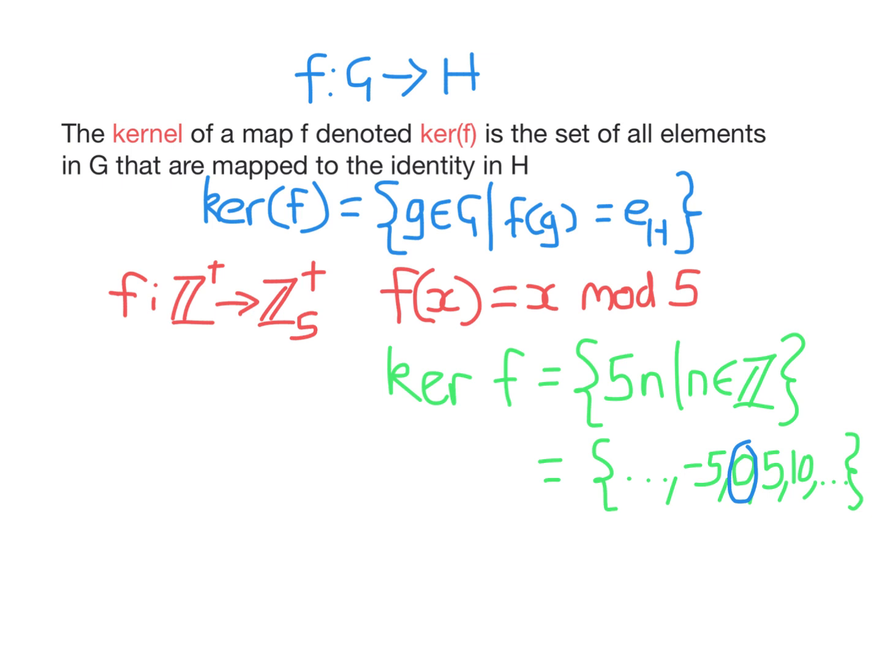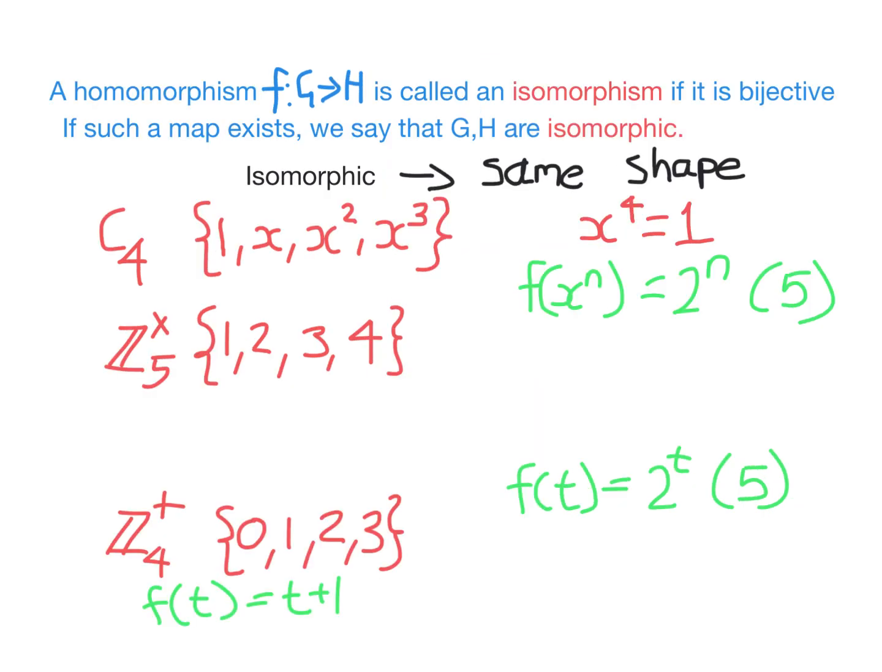That's part of their structure preserving properties. All right, let's now look at isomorphisms. So we've already looked at homomorphisms. If you have a homomorphism between these groups G and H, it is called an isomorphism if it is also bijective. So an isomorphism is just a bijective homomorphism. And if you can find an isomorphism between these two groups, we say that they're isomorphic, which basically means the same shape. Two sets that are isomorphic are basically the same.